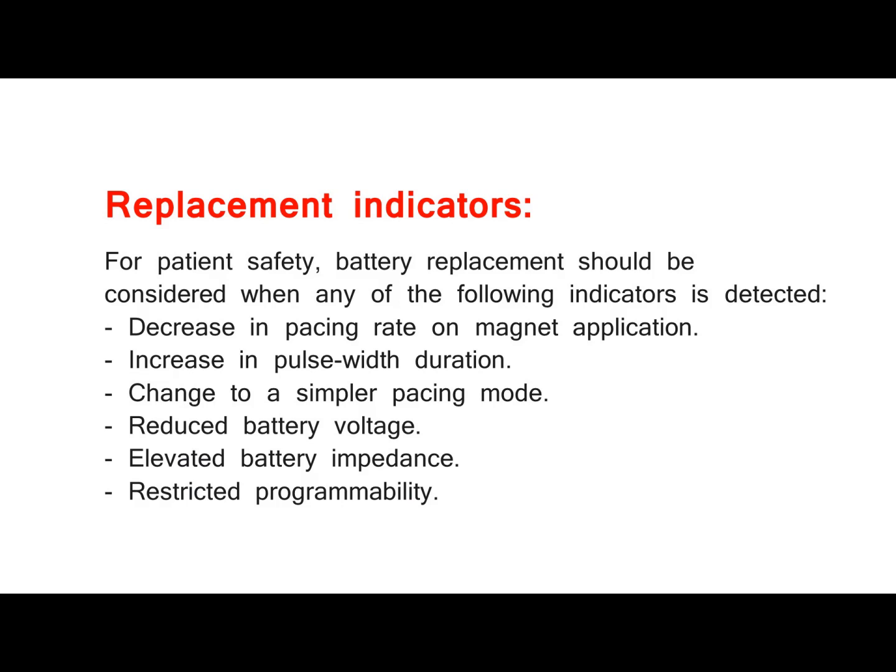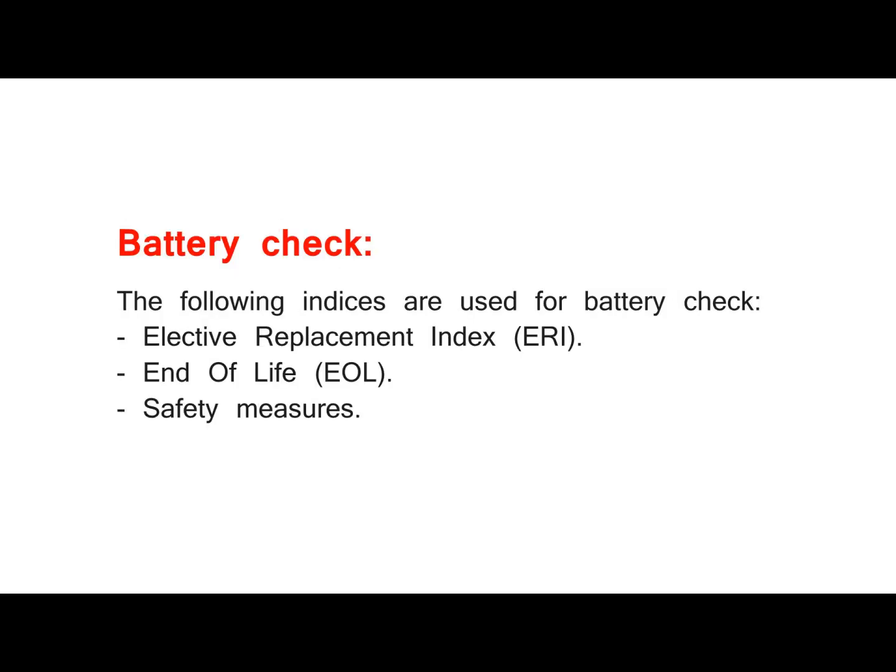Replacement indicators. For patient safety, battery replacement should be considered when any of the following indicators is detected. Decrease in pacing rate on magnet application. Increase in pulse width duration. Change to a simpler pacing mode. Reduced battery voltage. Elevated battery impedance. Restricted programmability. Battery check. The following indices are used for battery check. Elective replacement index, ERI. End of life, EOL.